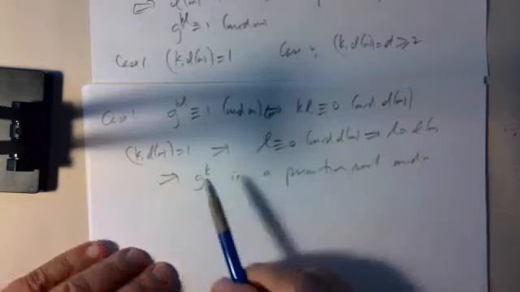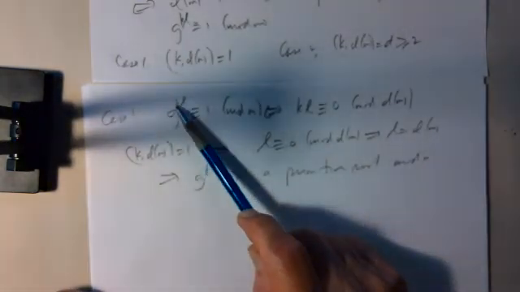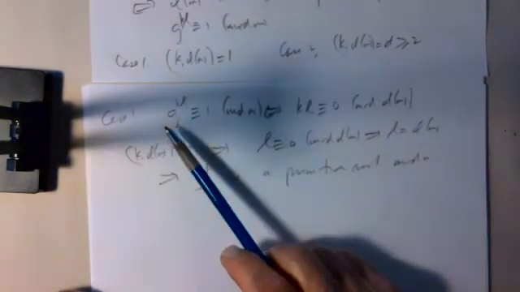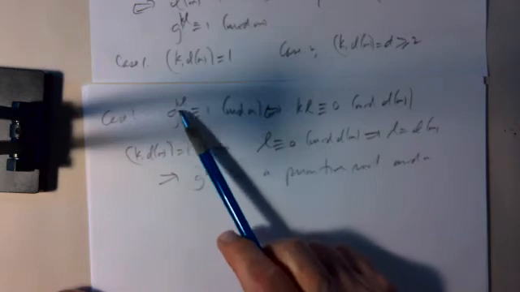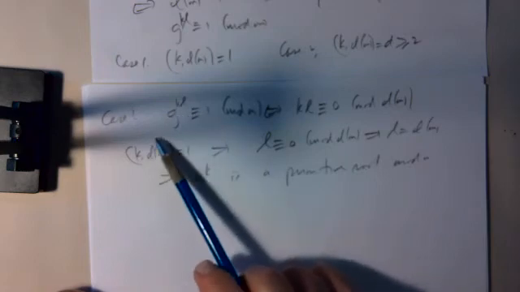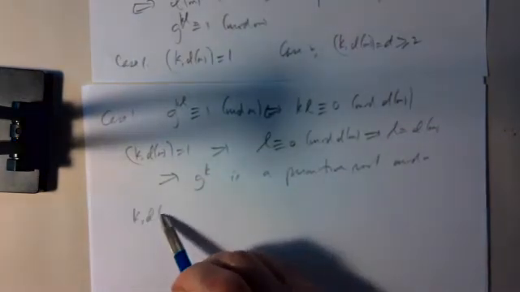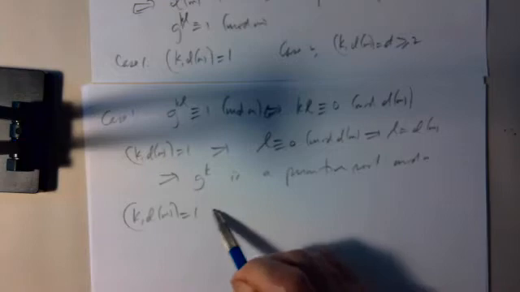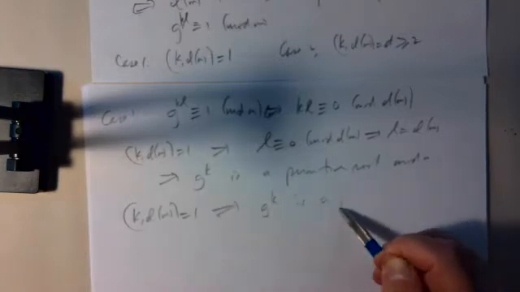Mod m, right? So every number we look at is g to the k for some k. If k is relatively prime to phi of m, KL is divisible by phi of m if and only if L is divisible by phi of m, which means g to the k is a primitive root. So k and phi of m relatively prime implies g to the k is a primitive root.